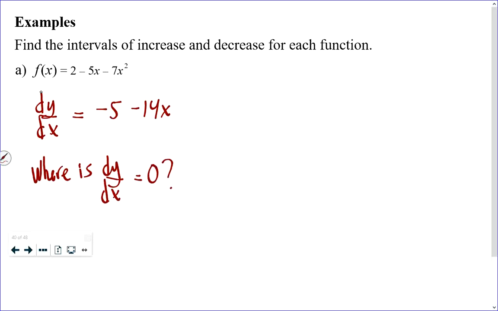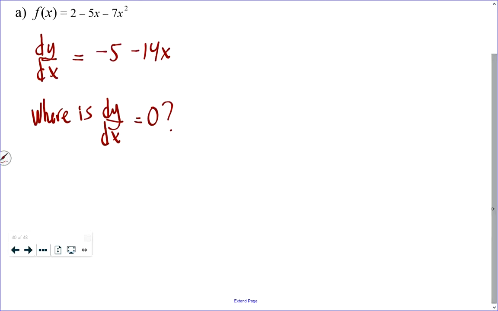That's really simple. You set that equal to 0. It's a linear derivative. I would say you should factor it, but there's nothing to factor out. I suppose you could factor out the negative, but it doesn't really matter. I would say that everybody here should be able to determine that it's negative 5/14.